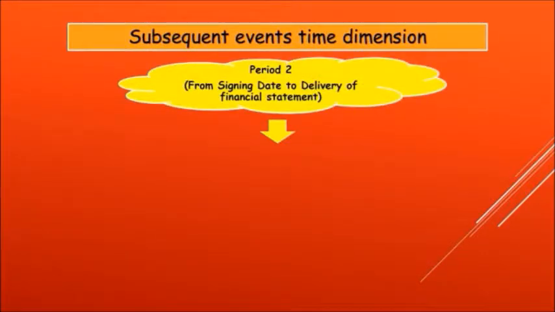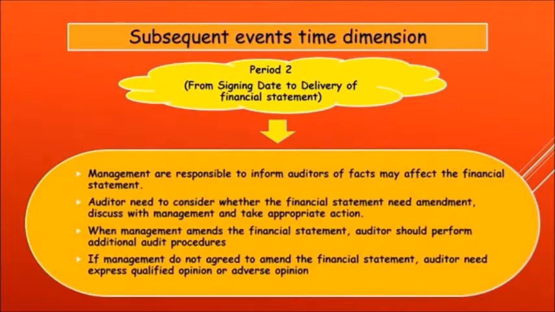Period 2: from the signing date to delivery of the financial statements. Management is responsible for informing auditors of facts that may affect the financial statements. If the auditor becomes aware of a fact which materially affects them, the auditor should consider whether the financial statements need amendment, discuss with management, and take appropriate action.